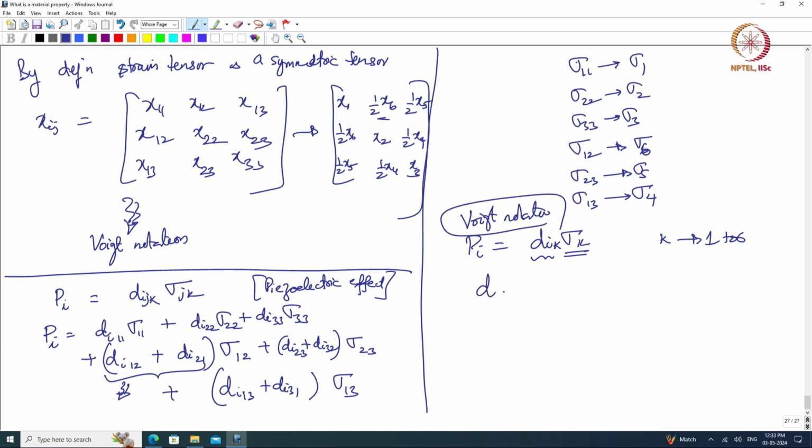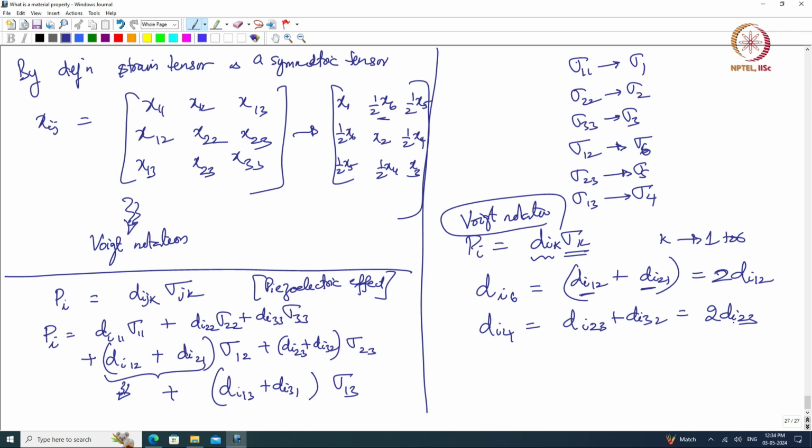So, for this equation to be satisfied I need my d_i6, for example, to be equal to d_i12 plus d_i21, right. There is no way of separating d_i12 from d_i21. So, that is just 2 times d_i12 or d_i21, right. Similarly, d_i4 will be equal to d_i23 plus d_i32, that is 2 times d_i23, okay, and d_i5 will be d_i13 plus d_i31, that is 2 times d_i13, okay.